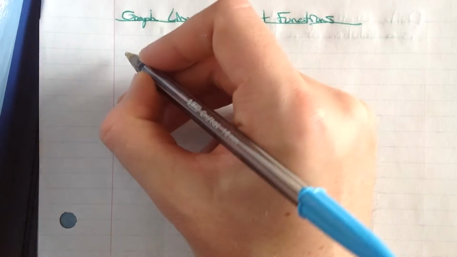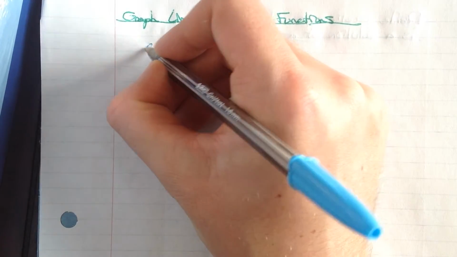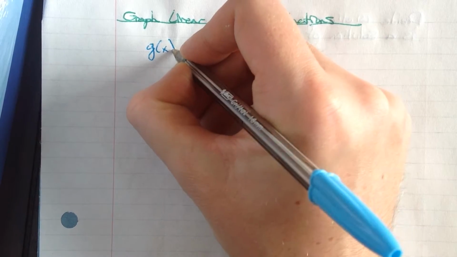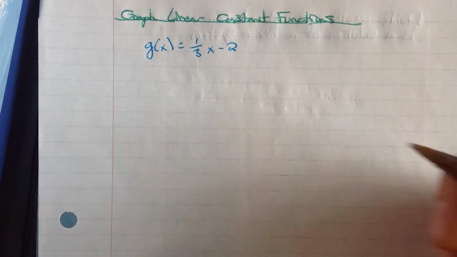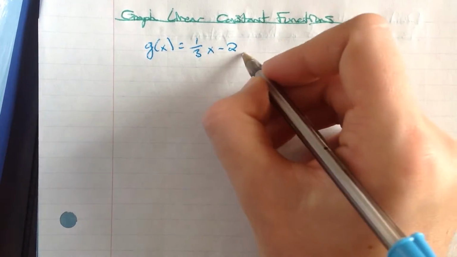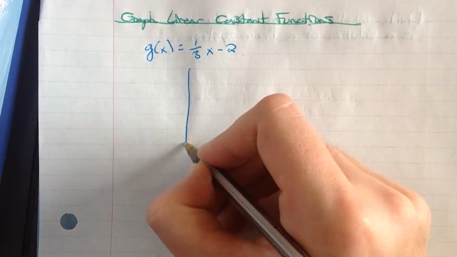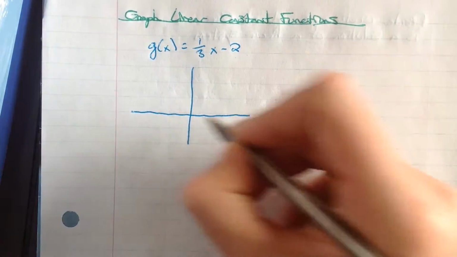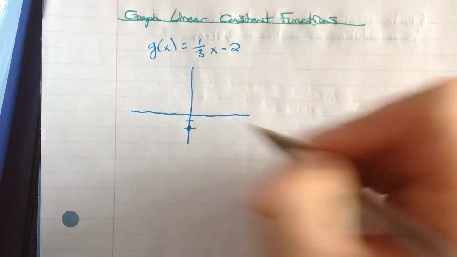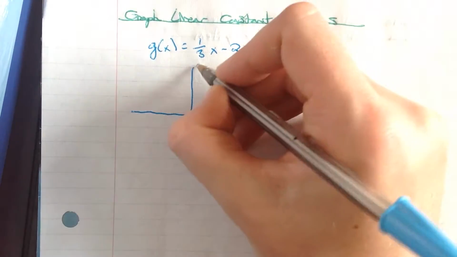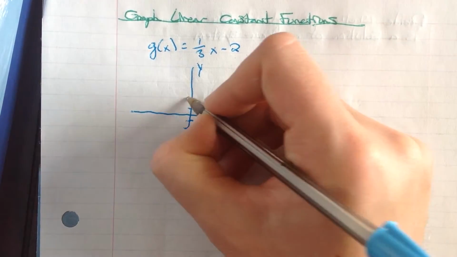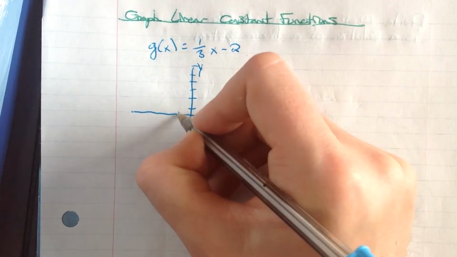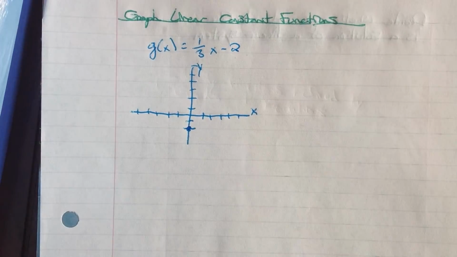Graphing linear constant functions. So say we're given that we want to graph the function 1/3 x minus 2. So remember, this is in mx plus b format. So we come down to -2 as our starting point in the y, and our slope is what tells us whether we're going up and down and over, what the change is from that point.